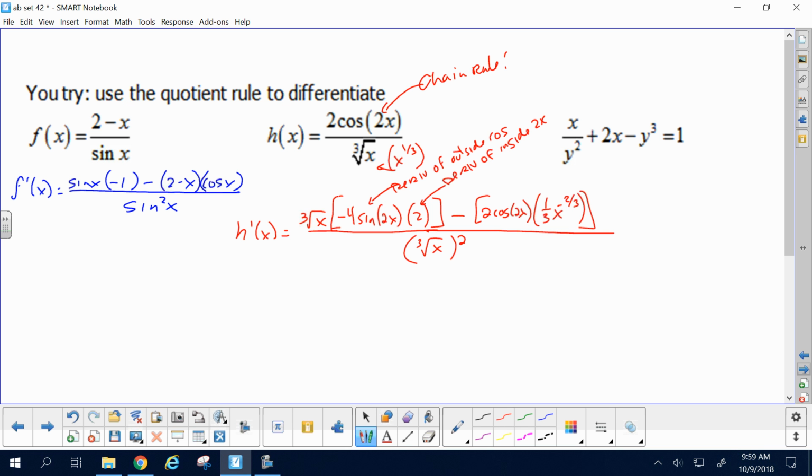Second one required a little more skill. You had to use a chain rule. How'd it go? Okay. Don't forget the stick.